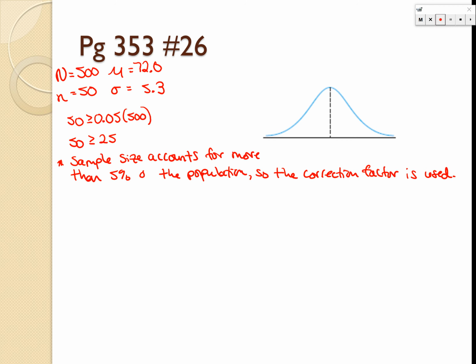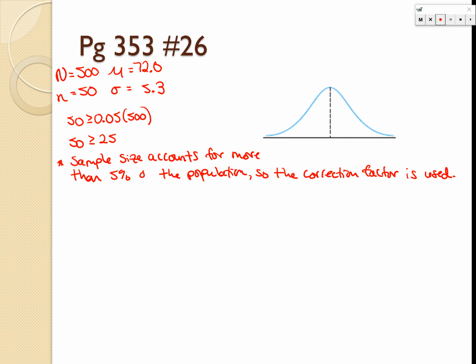So if there's no mention of replacement, without replacement, things like that, then that's going to be your cue. If you need to check whether the correction factor should be used, check the 5% rule for your sample size. If your sample size is at least 5% of your population, you're going to use your correction factor. Okay? All right, so let's dig in.